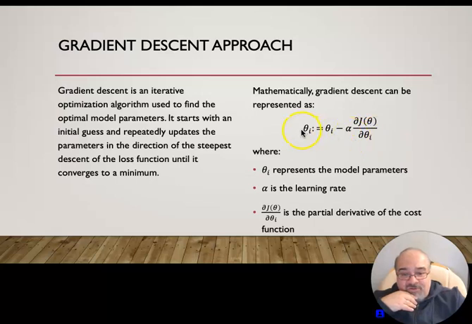The update rule is over here, where theta i are the parameters, alpha is the learning rate, and the partial of J with respect to theta i is the partial derivative of the loss function. This process is going to continue until the algorithm converges to a minimum or until some maximum number of iterations is reached. And we can formalize this idea as well.